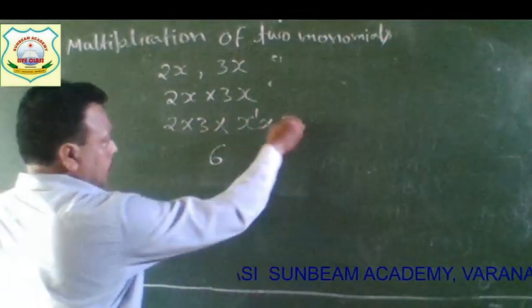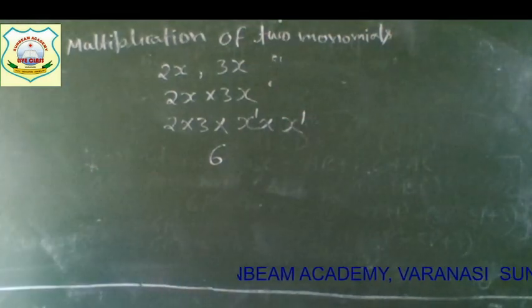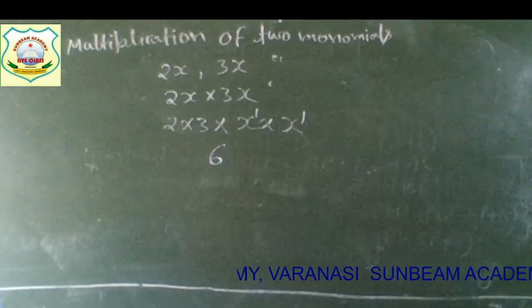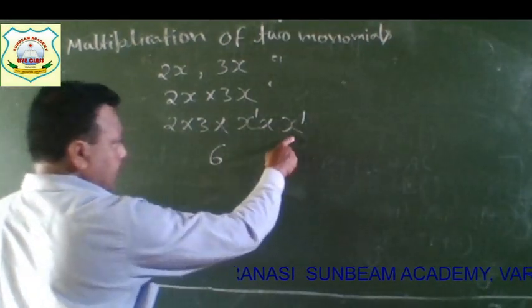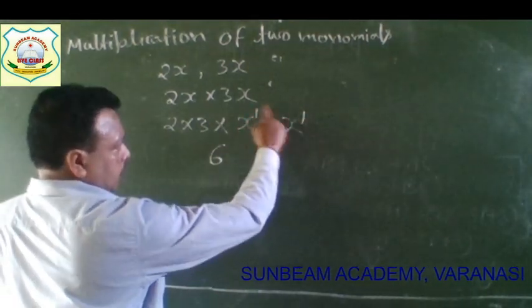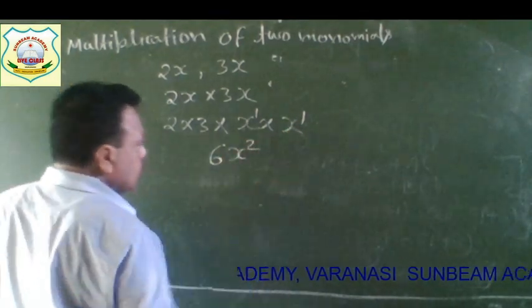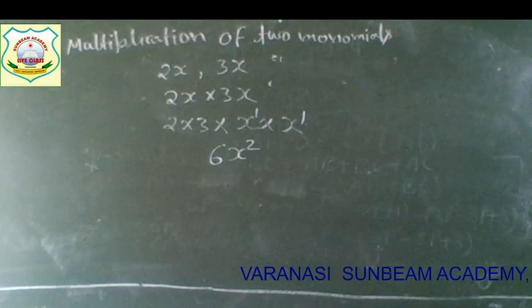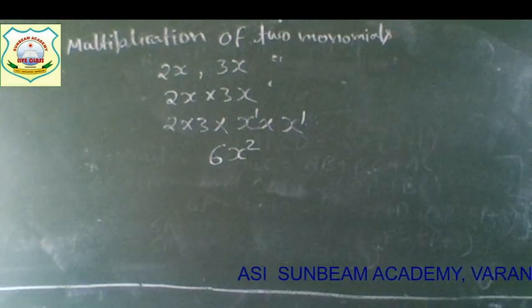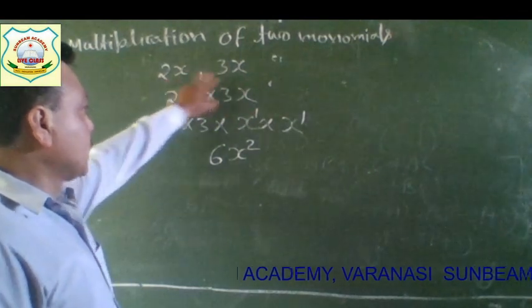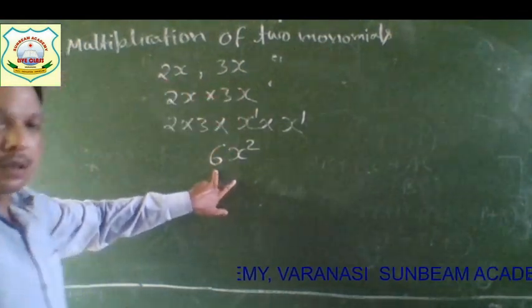And x power 1 and into x power 1. You know the exponent law, students, everyone knows that. Through the exponent law, if multiplication is given, its powers will be added. So x power 2 will come, 1 plus 1, that is x power 2. So here, by the multiplication of two monomials, 2x and 3x, we will get the answer 6x square.